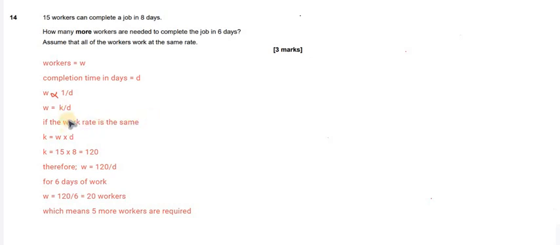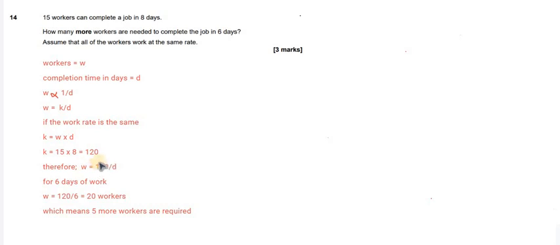So, if the work rate is the same, then we just need to find K. Whatever it is here, it'll be the same in this case as well. So K would be W times D. We have W, the number of workers, and we have the number of days to complete the job. So that's 15 times 8. That's 120.